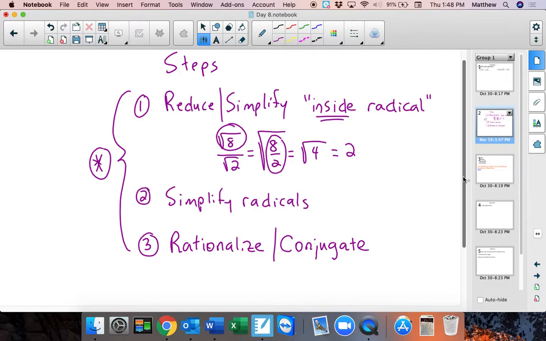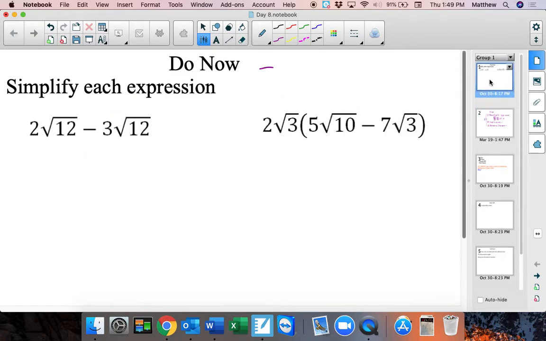But the steps, just make sure whenever we see a radical in the numerator and denominator, like we did here, see if that fraction, 8 over 2, can be reduced, and maybe make it easy on yourself. Then worry about simplifying radicals, and then making sure we don't have anything in the denominator. So with that said, let's quickly run over a few of these problems.